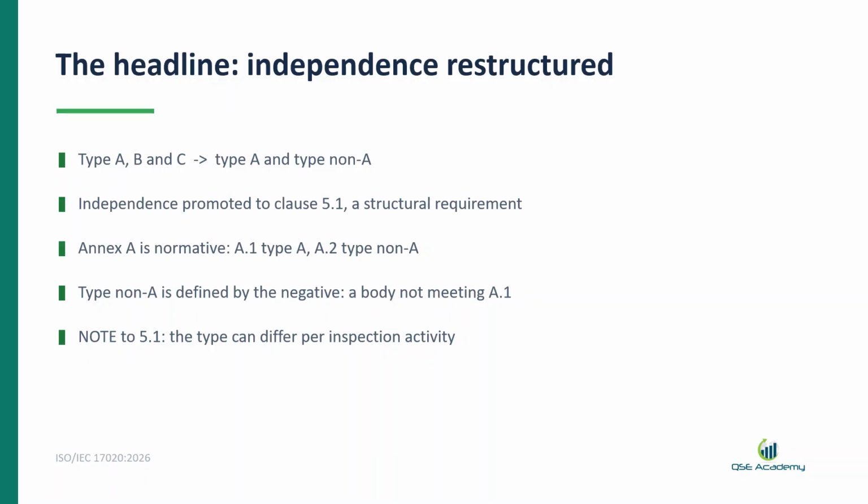And Type non-A is not described positively. Clause 8.2 opens with, an inspection body that does not meet the requirements of Clause A.1 shall meet the requirements below. So it is a residual category with just 2 obligations, segregation safeguards, and no single person performing both the other activity and the inspection of the same item, plus the note under 5.1, which quietly allows different types for different inspection activities. That is new flexibility a lot of bodies have not noticed yet.